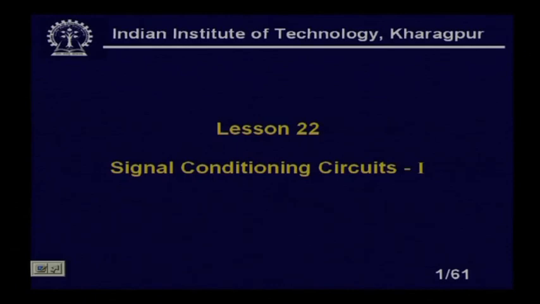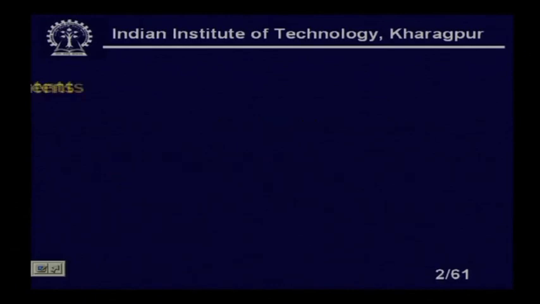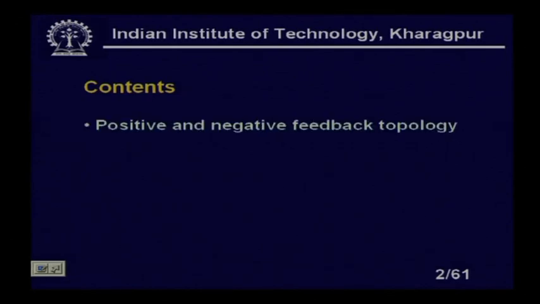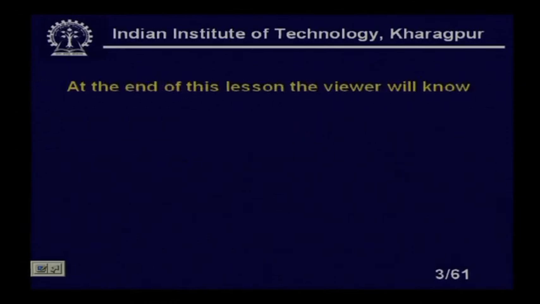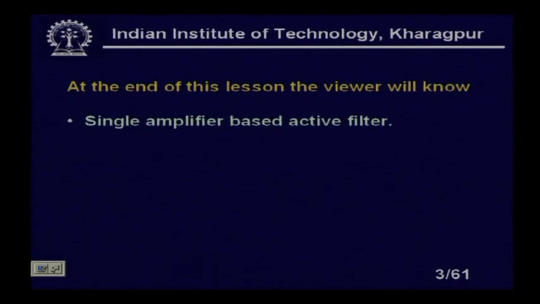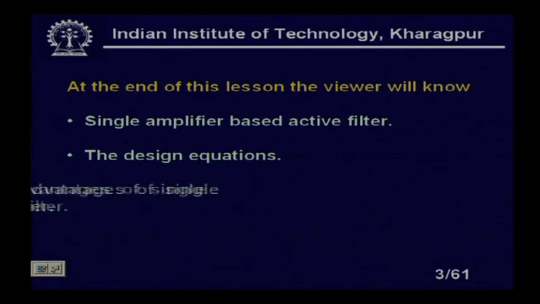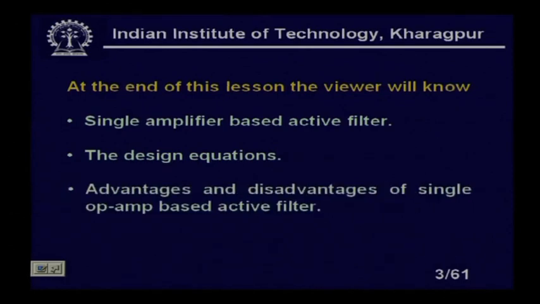Now, this is signal conditioning circuits 1. Contents of these lessons: positive and negative feedback topology we will discuss. We will discuss the active filters, the single amplifier structure. At the end of this lesson, the viewer will know single amplifier based active filters, the design equations, and the advantages and disadvantages of single op amp based active filters.